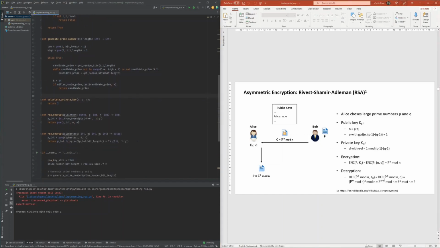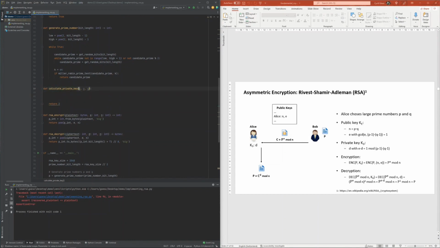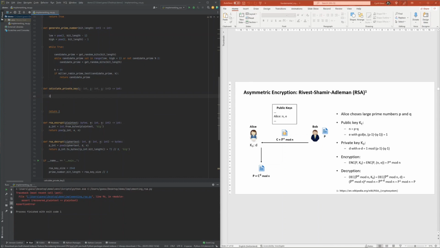The last step left to take in order to have implemented the RSA encryption scheme from scratch is the calculation of the private key. RSA defines the private key to be the number d, where d is the multiplicative inverse of the exponent e when calculated modulo the product (p-1) times (q-1).